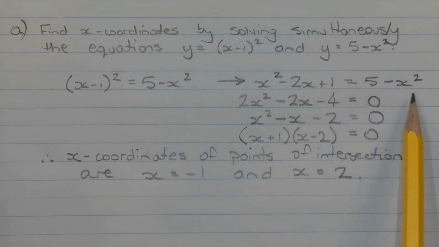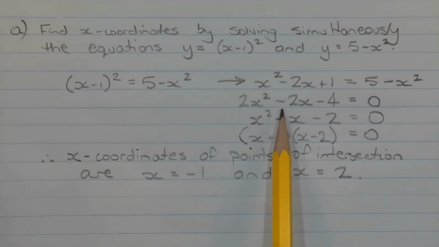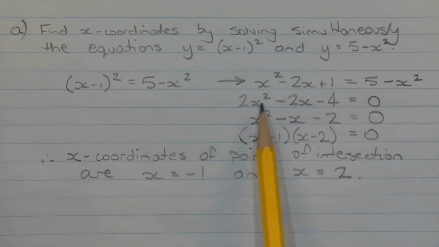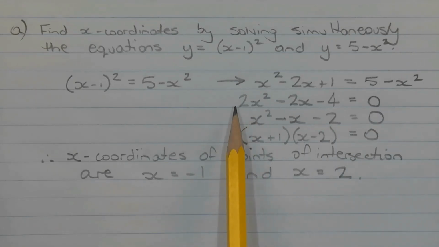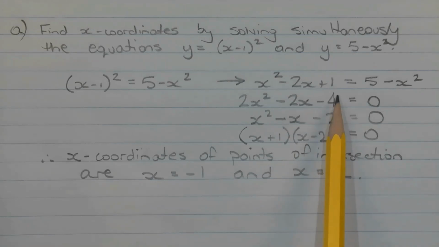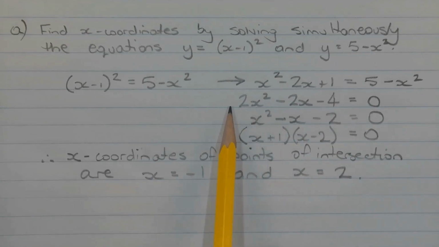Moving the terms on the right-hand side over to the left-hand side and collecting like terms, we get 2x squared minus 2x minus 4 equals 0. Now this is a non-monic quadratic equation, but it also happens that the coefficients of x squared, x, and the constant term are even numbers. So we can divide all terms by 2 and we get x squared minus x minus 2 is equal to 0. This is a monic quadratic equation, which is certainly easier to solve.